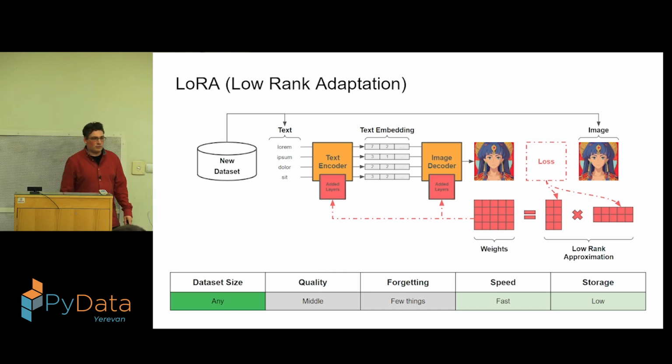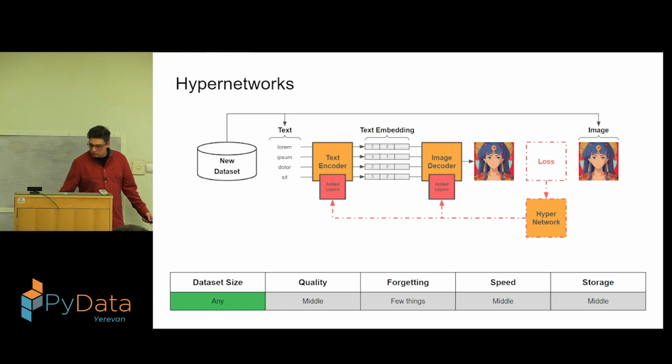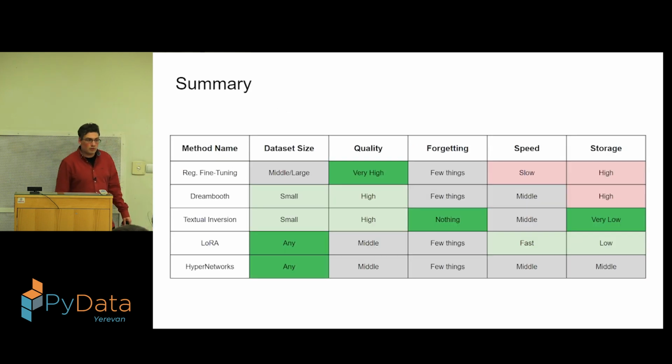Also, one question. Can you go to the last slide, the Hypernetwork one? Yeah, this one. The speed of regular fine-tuning, regularized fine-tuning, and Dreambooth is different. What's the reason for that? The difference is because Dreambooth works with small datasets. Dreambooth supports only small datasets, and dataset size and speed are correlated.